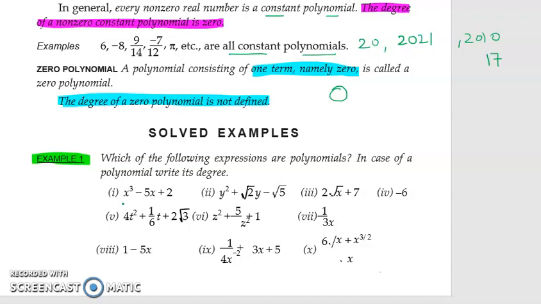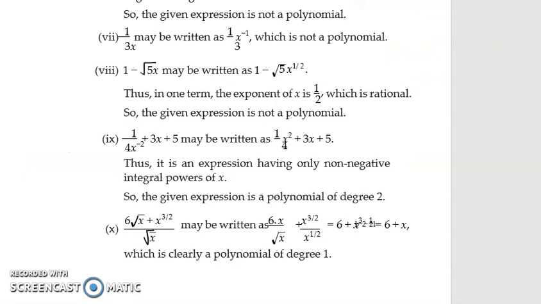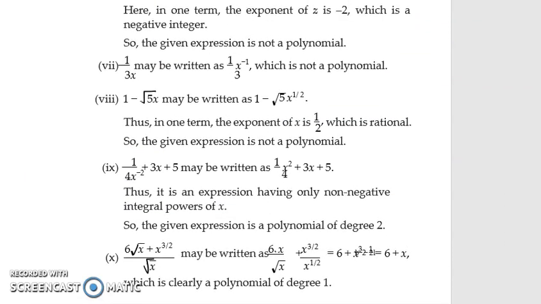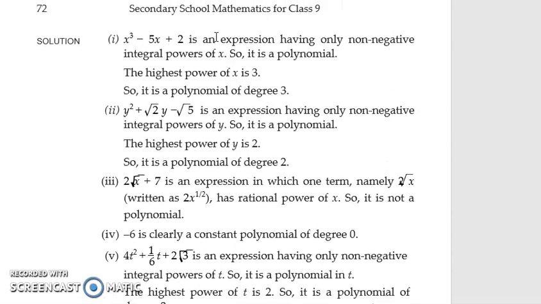If you see carefully, this is a polynomial. And the degree, you can see, is the highest power of the variable, as I have explained. The highest power is 3. So this is a polynomial of degree 3, and a polynomial of degree 3 is called cubic. You have to keep this in mind, students. So x cube minus 5x plus 2 is an expression having only non-negative integral powers.